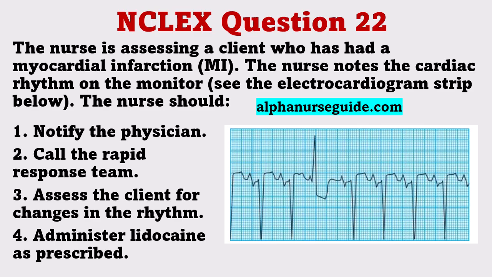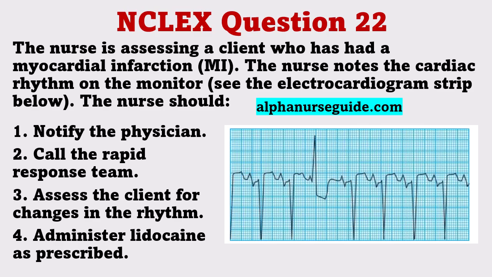The correct answer is 3. Assess the client for changes in the rhythm. The client is experiencing a single PVC. PVCs are characterized by a QRS of longer than 0.12 second and by a wide, notched, or slurred QRS complex. There is no P wave related to the QRS complex, and the T wave is usually inverted.